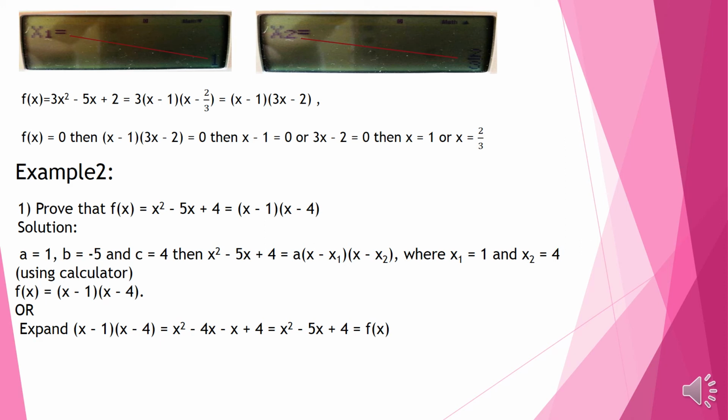Or second method, you can expand (x minus 1)(x minus 4), the second member. You can expand this expression. First by first, x squared. First by second, minus 4x. Second by first, minus x. Second by second, plus 4. Now simplify, you get x squared minus 5x plus 4, which is f of x. Here's the second method.